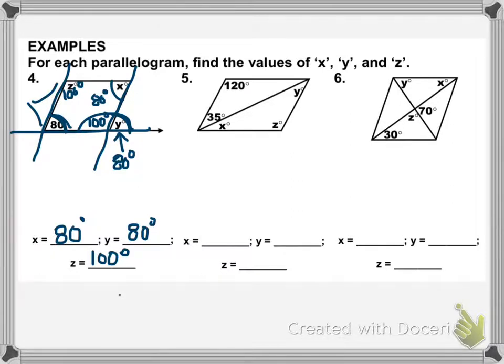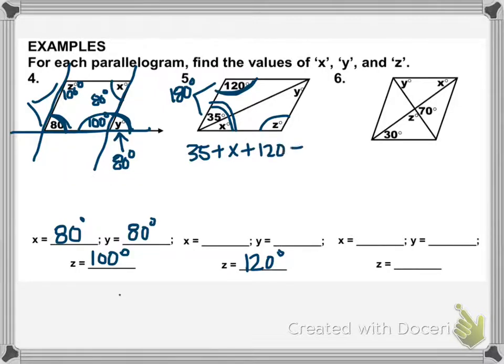All right, let's look at number 5. So that 120 is across from z, so I know that z is 120 degrees because those are opposite and congruent. Let's see what else. So I know that this 120 with this 35 plus x, those need to add up to 180, right? So what I can do is make a little mini equation. I could say 35 plus x plus the 120 all equals 180.